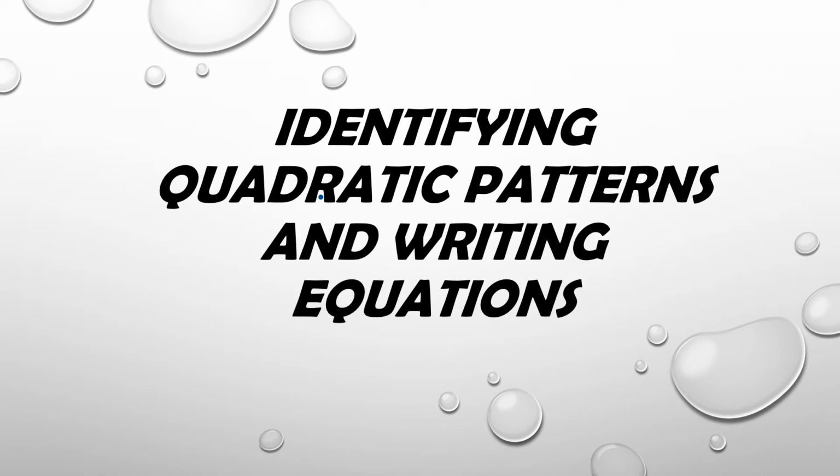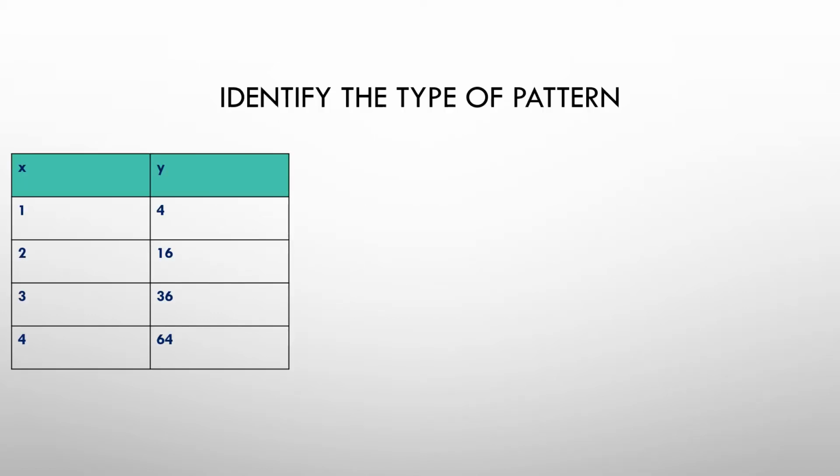In this lesson, we will be identifying quadratic patterns and writing equations. Identify the type of pattern. We are given a pattern 4, 16, 36, and 64. 4 is the first term, 16 is the second term, 36 is the third term, and 64 is the fourth term.